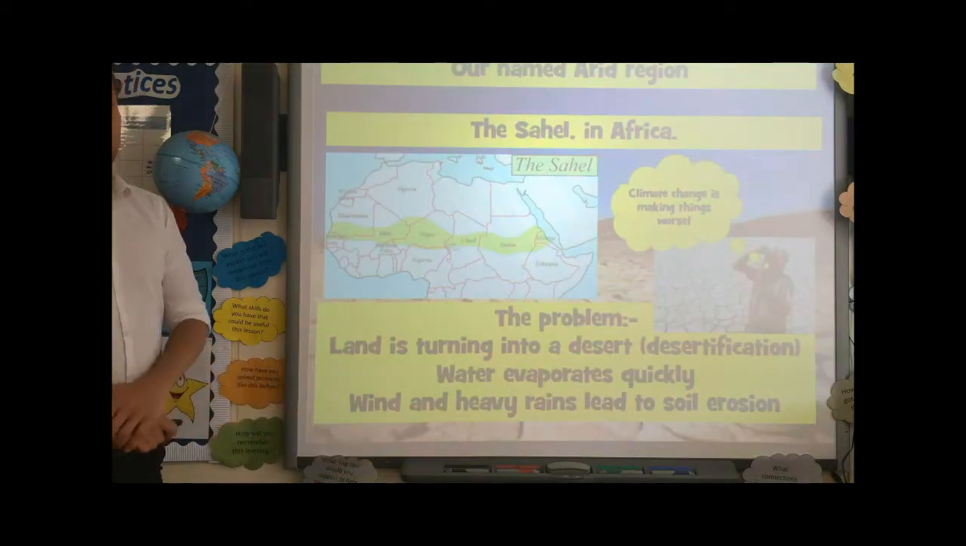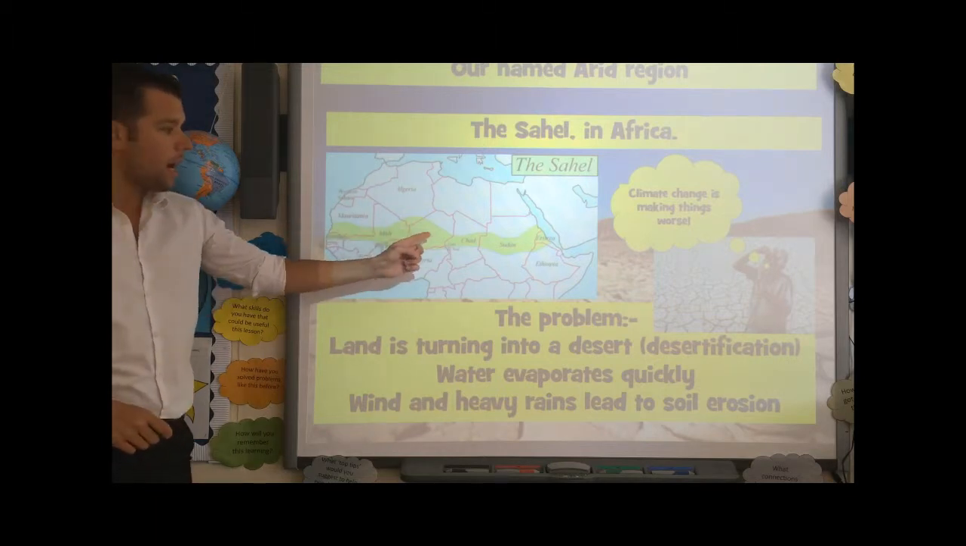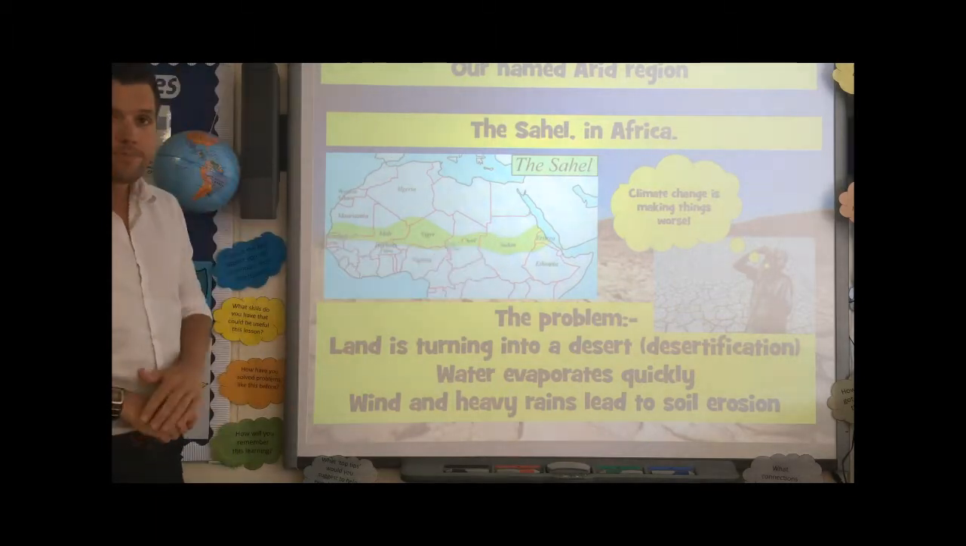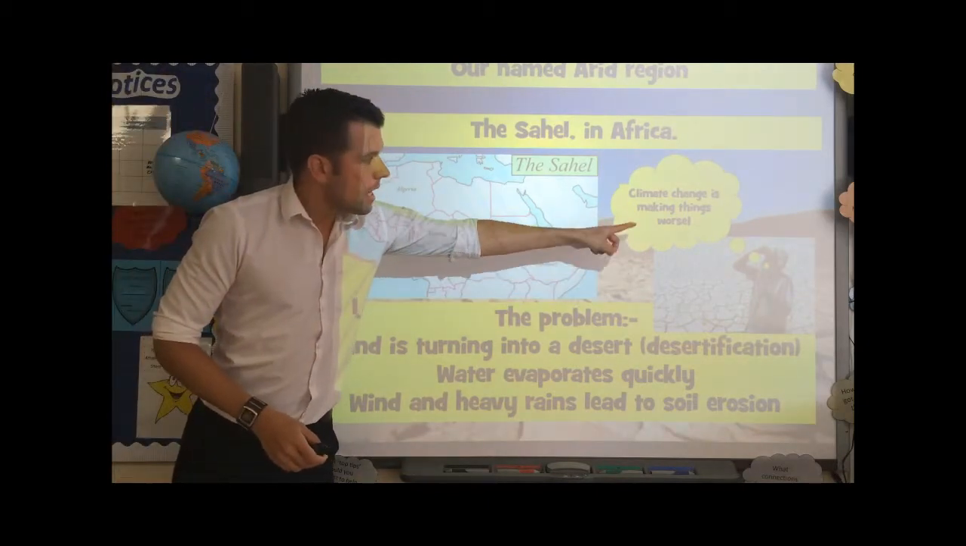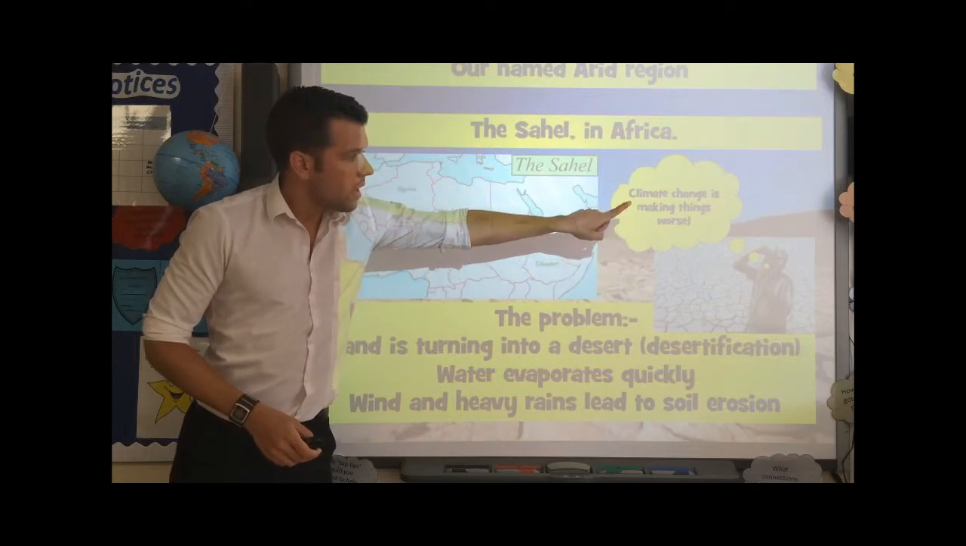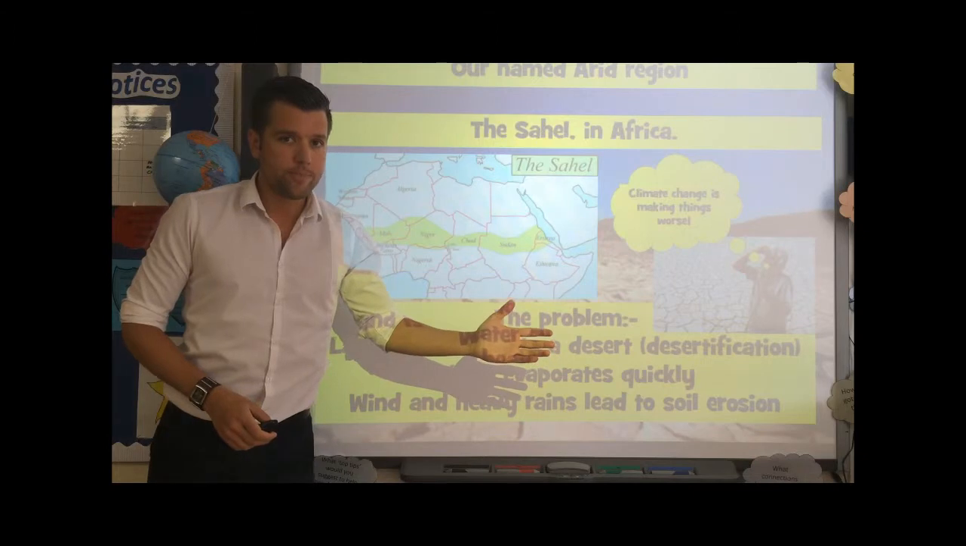Firstly, our named region is the Sahel, which is in Africa. If you look on the left, you'll see the countries that make up the Sahel region. On the right, you'll see that this guy has been complaining about climate change. The reason why he is complaining about climate change is there's a lot of drought within the region.